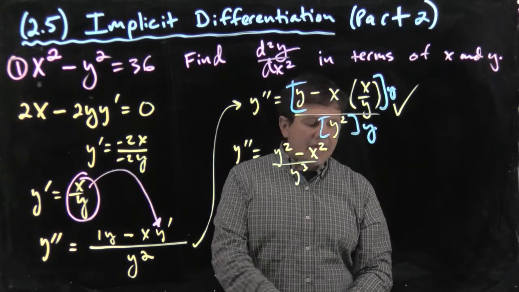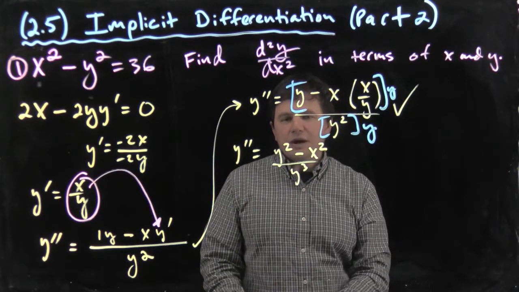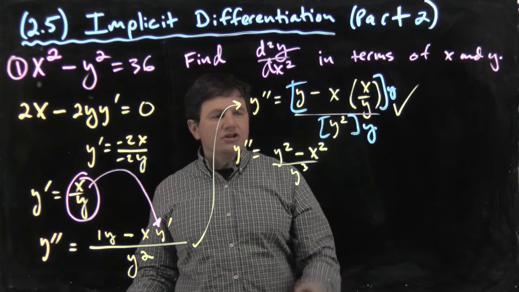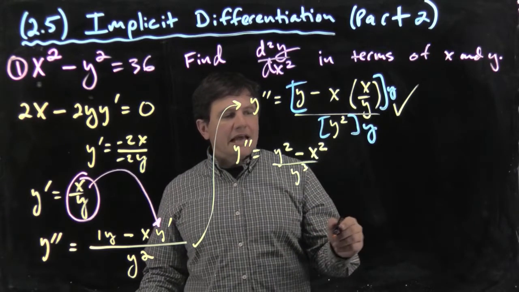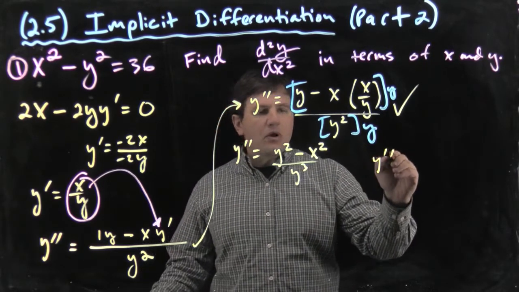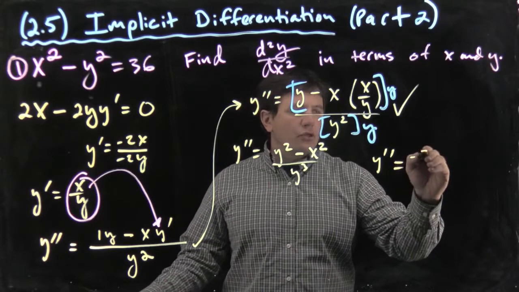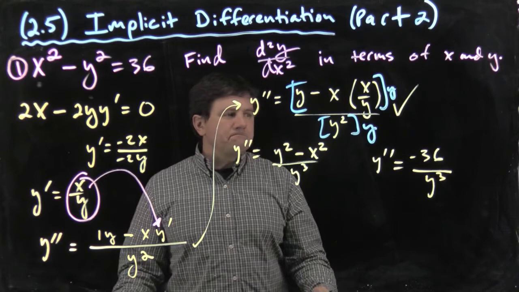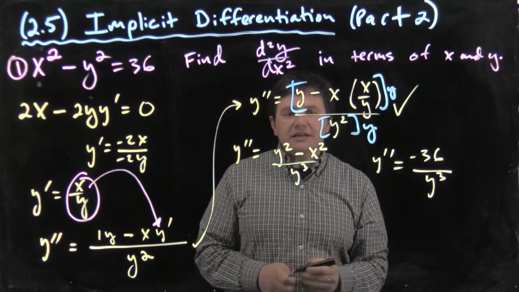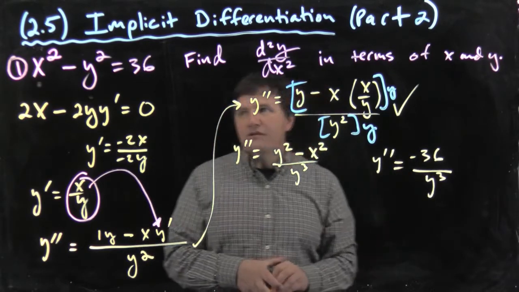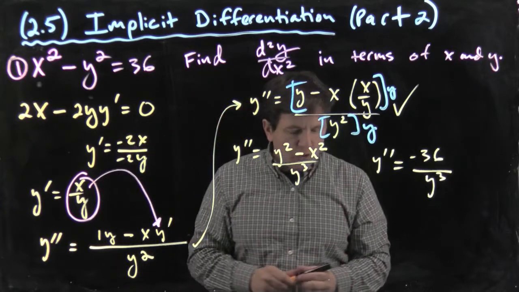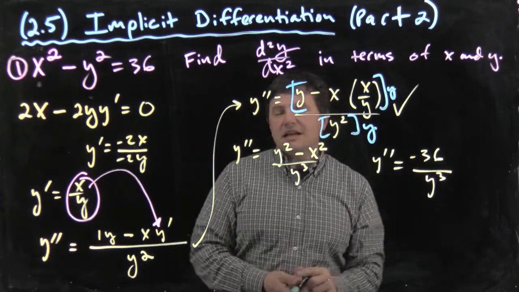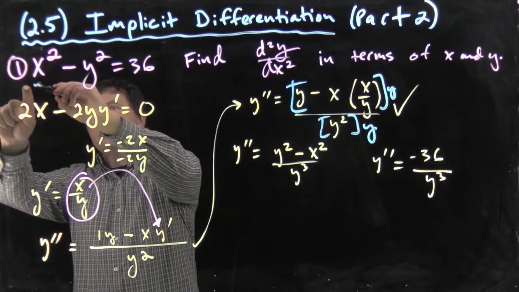The thing is, and this is also true on CalChat, you look in CalChat, you feel very good about this answer, and then you see they have y double prime equals negative 36 over y to the third. This type of thing is something you'll sometimes see with these double derivatives. So let me explain what they're doing here. What they're doing to get this negative 36 is they're looking up here and going, you know what?